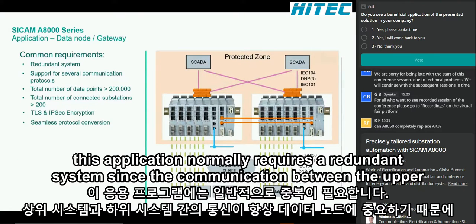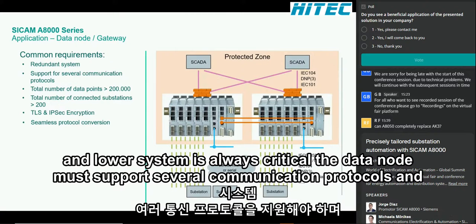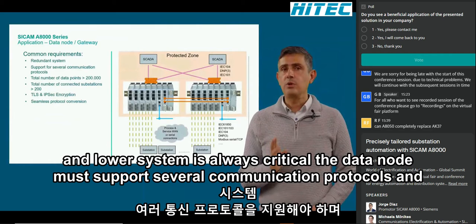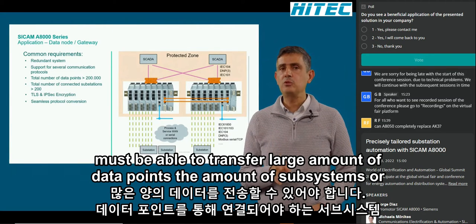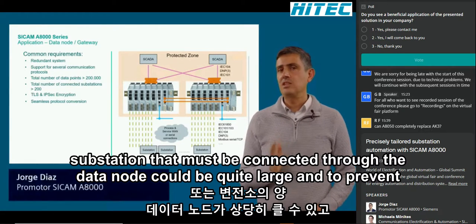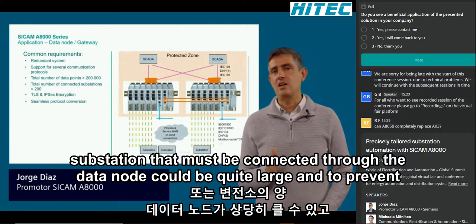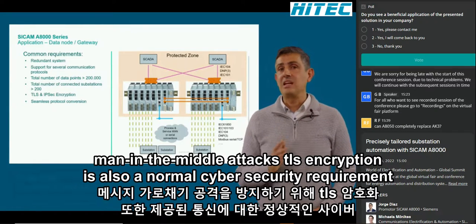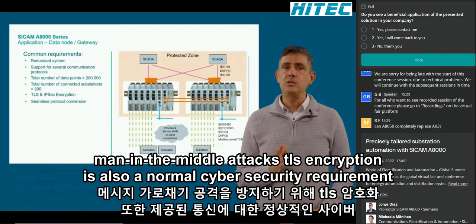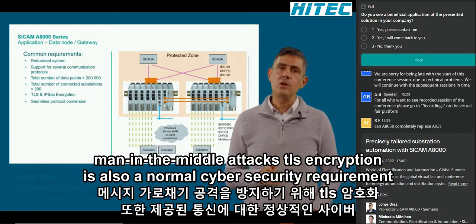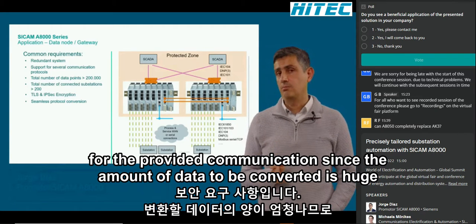This application normally requires a redundant system, since the communication between the upper and lower system is always critical. The data node must support several communication protocols and must be able to transfer large amounts of data points. The number of subsystems or substations that must be connected to the data node could be quite large. And to prevent man-in-the-middle attacks, TLS encryption is also a normal cybersecurity requirement for the provided communication.